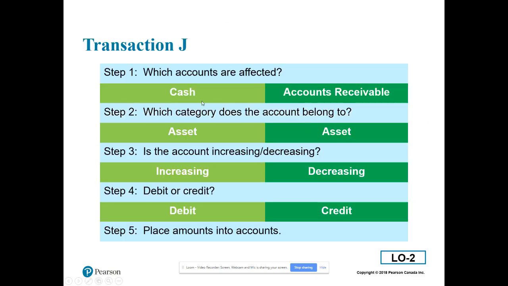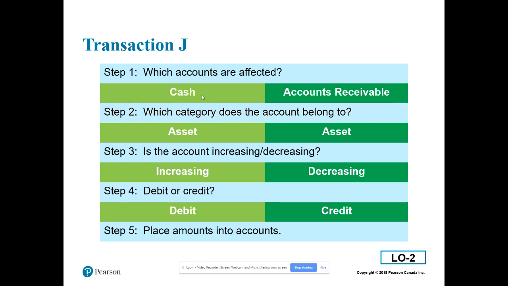Entry J says receive $1,600 as a partial payment on transaction H. Looking back at transaction H, I billed a customer, so I had an accounts receivable. So if I have a partial payment, I receive $1,600 of cash. Let's start with that. I received the cash, that's going to be a debit.